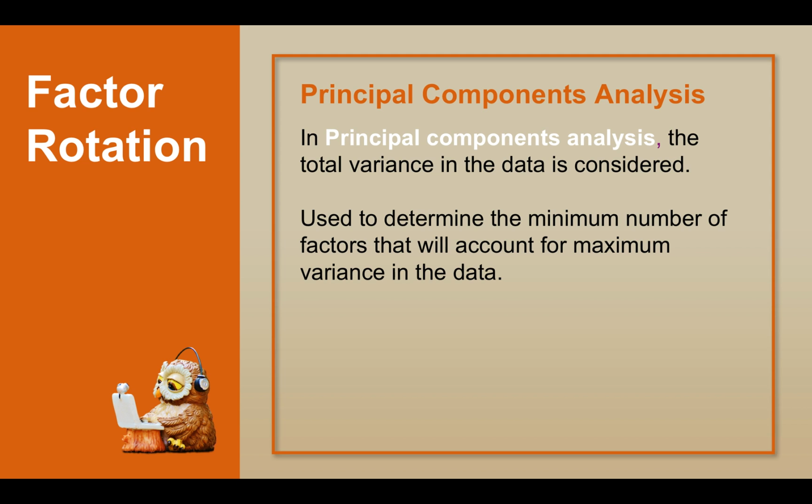One part of the analysis is to make sure you understand, when you do a factor rotation, why you're using the principal components analysis. You choose this because it lets you know the total variance that's explained by the eigenvalues of the factors in the data you're considering, and it will help you determine the number of factors that account for the maximum variance in your data.